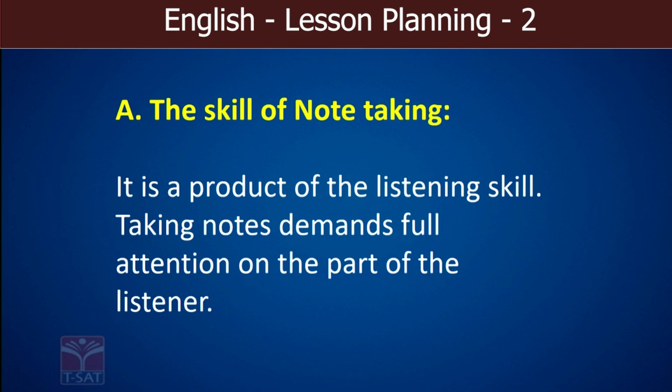Taking notes demands full attention on the part of the listener. If the listener is not paying attention, if the listening is not considered as listening comprehension, then they can't note down the points in a proper way. So, to make the notes, they should follow listening comprehension. Taking down notes requires full attention on the part of the listener, then only they can note down the important points.